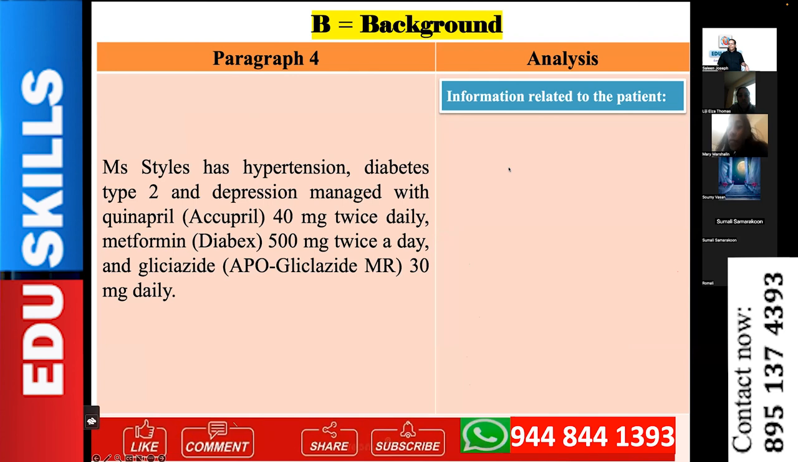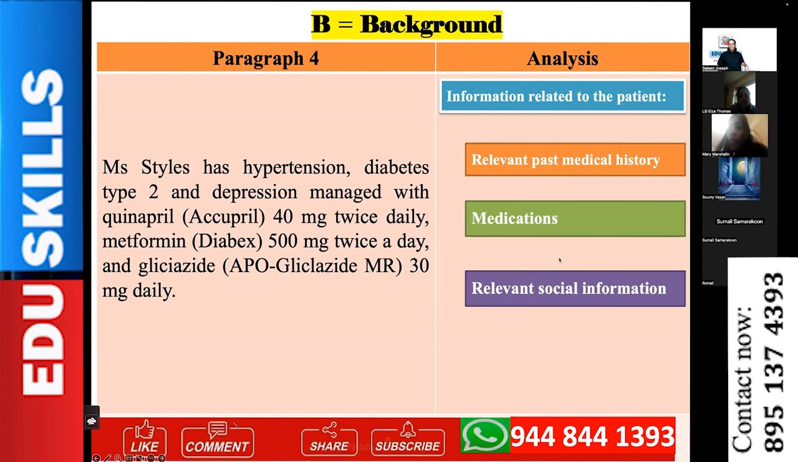I think you do not read, right? You have in your mind information related to the patient: relevant past medical history, medications, relevant social information if required. Relevant past medical history and medications are relevant, and social information is semi-relevant. You can add it if you need word count. If you don't need it, you need not add. So somebody can just read this. How to include the semi-relevant social information, if at all you need to, you can understand from here.